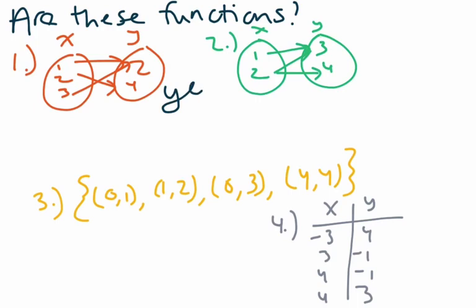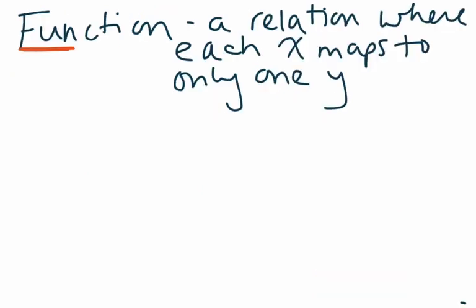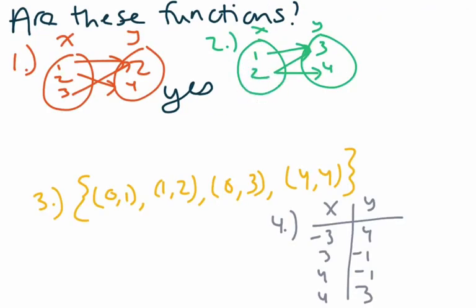This one, though, the 1 only goes to the 3, but the 2 actually maps to two different y's. Remember the definition: x maps to only one y, and if you look at this x, it's mapping to two different y's. Now, I do have a little analogy that you can use to keep these straight.